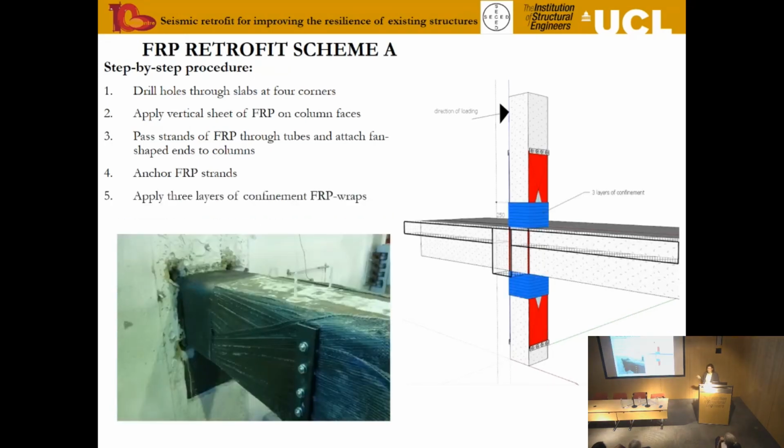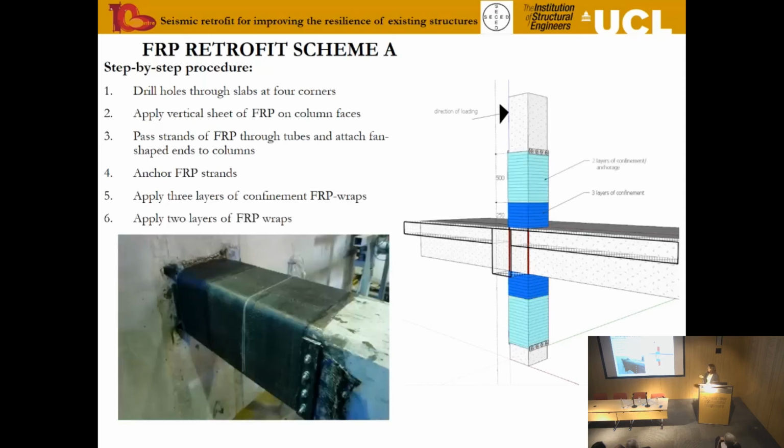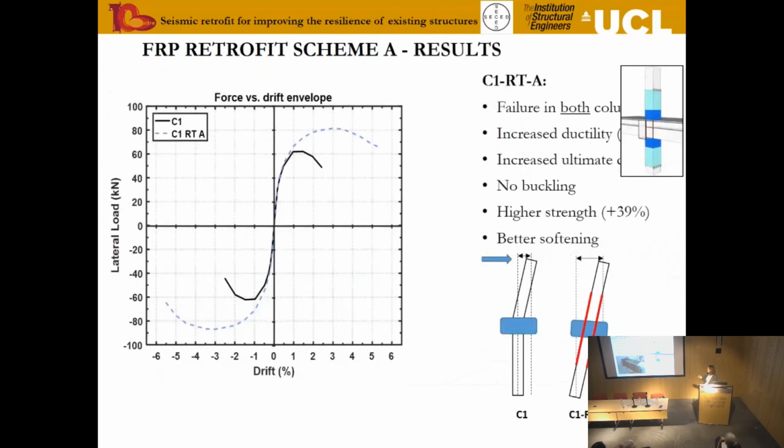And then we applied some confinement fibre reinforcement wraps around the column ends, again to improve the ductility of those elements. And finally, to help with anchorage and also help distribute the plasticity, we also put some more fibre reinforced polymer wraps, but of a lower number of layers, above. So that was it. What we found was actually we did get the behavior we wanted.